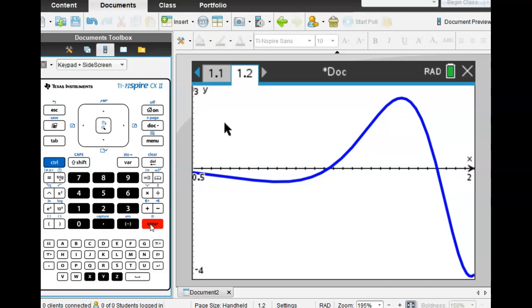Now, let's look at this first question. It says find A of 0.7. What is A? What does A represent? Acceleration. What did we just graph?